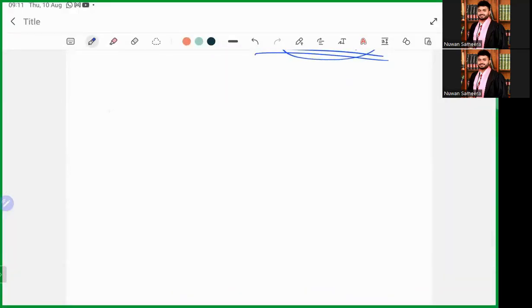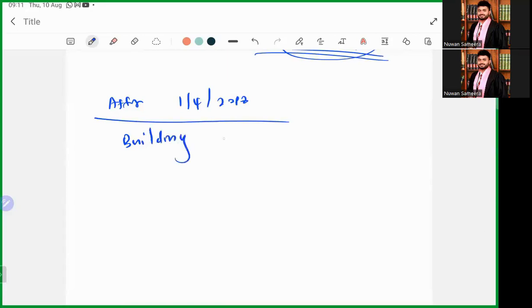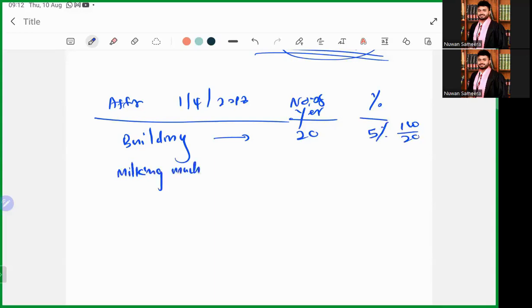First, any asset acquired after 1st of April 2018. If that is a building, it should be number of years or percentage. You know how to convert the number of years into percentage, right? The building is 20 years, so 100 divided by 20 is 5%. Then milking machinery is 2 years, that means 50%.